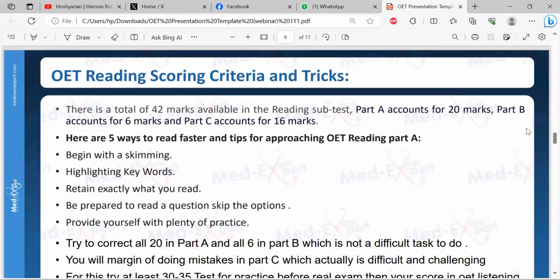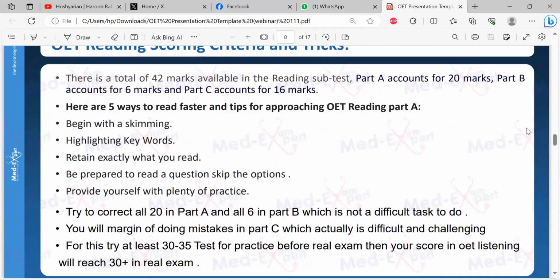Now coming to the OET reading, and we all know that there is also a total of 42 marks available in the reading subtest. Part A accounts for 20 marks, Part B accounts for 6 marks, and Part C accounts for 16 marks. So the thing is all the same regarding OET reading as well as OET listening. Here are 5 ways to read faster and tips for approaching OET reading Part A.